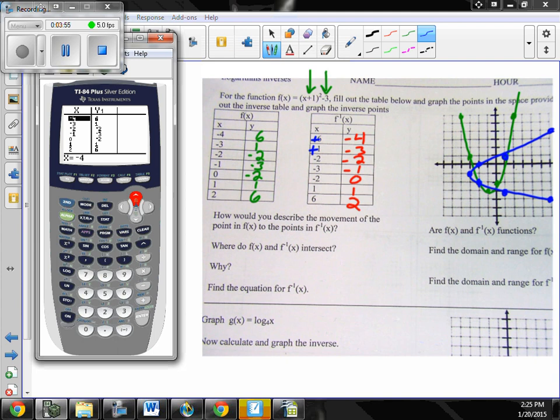So the first question, how would you describe the movement of the points in f of x to the points in f inverse of x? Is it a 90-degree rotation? I guess you might be able to describe this as a rotation, but it's not usually how we talk about it, because it makes more sense to connect this point to that point.